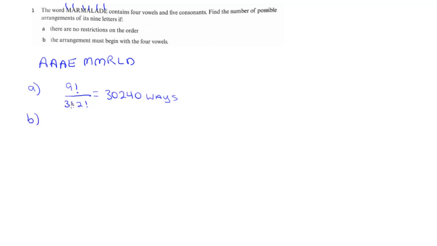Now, part B, it says the arrangement must begin with 4 vowels. So here we've got our 4 vowels, and then we've got the consonants, and all we've got to do is figure out how many ways the first vowels can happen. Well, that's 4 factorial over 3 factorial, and then the rest of the consonants, that's 5 factorial over 2 factorial, and then we've got 240. All right, let's go to the next one.